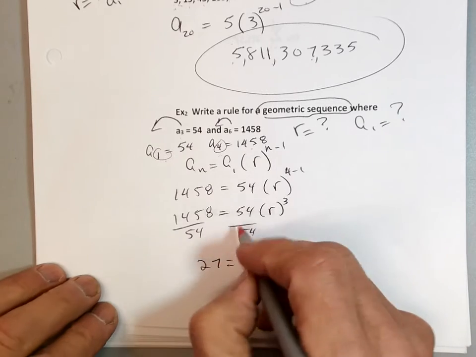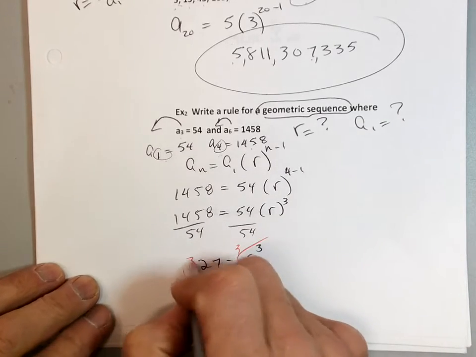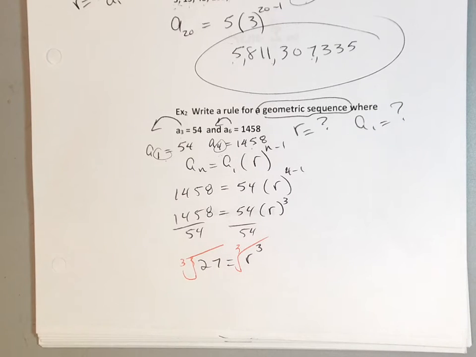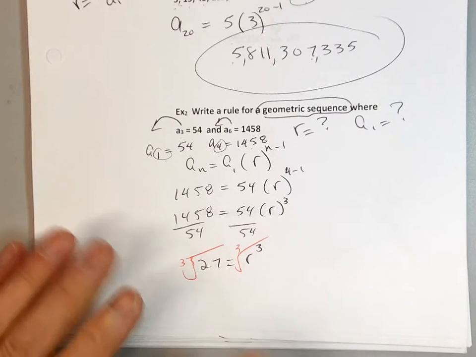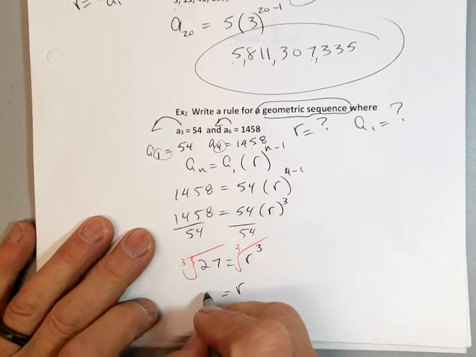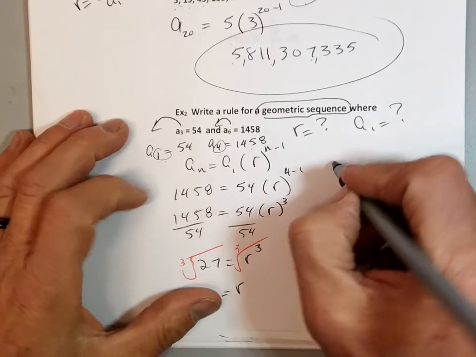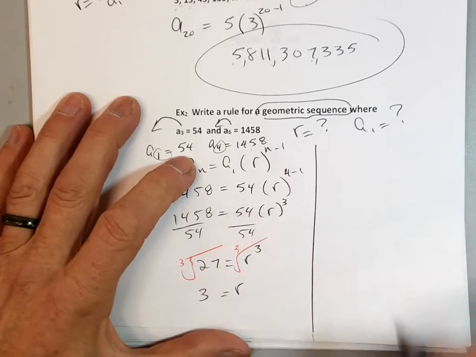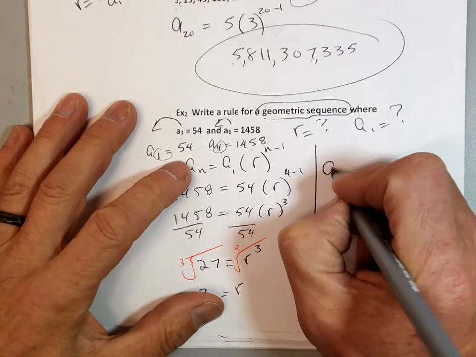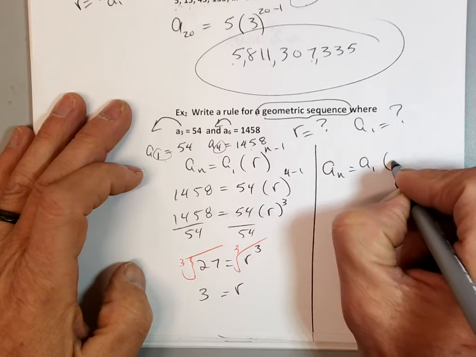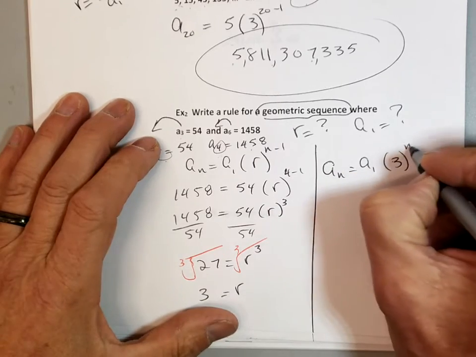Right, so if I cube root, what's R going to be? 3. Because we know the cube root of 27 is 3, because 3 times 3 times 3 is 27, so R is 3. So now I know the multiplier, right? So if I know the multiplier, here's my formula so far. A of N equals A1 times 3 to the N minus 1 power, okay?